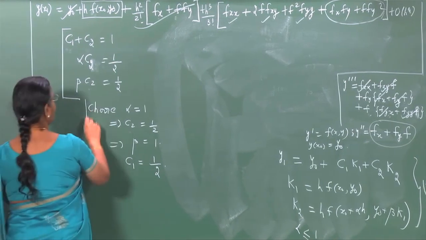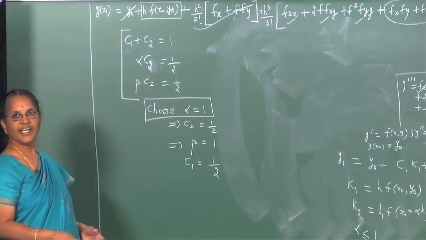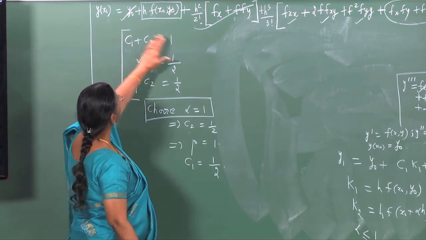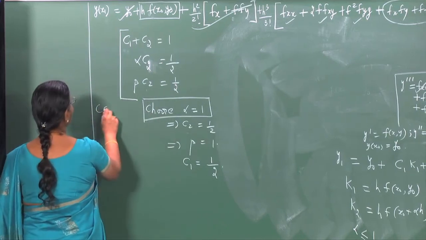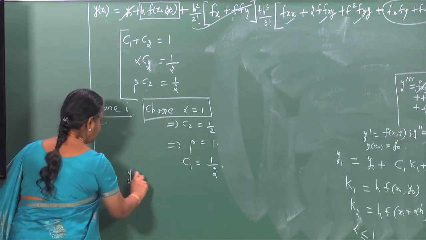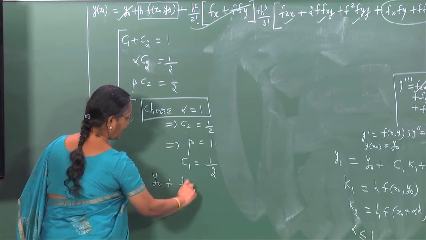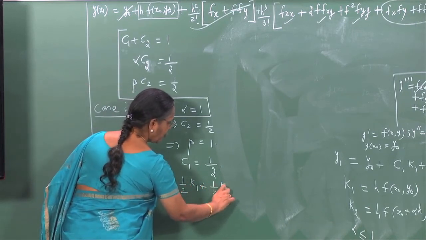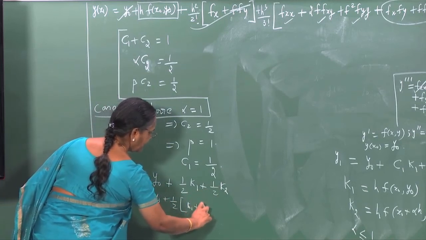So, we start with a choice, namely alpha equal to 1. This is one way of choosing. Any one of the constants can be arbitrarily chosen such that consistent solutions of this system can be obtained. So, this is the first case, namely the choice has been made like this. So, with this we obtain our method to be y0 plus C1, which is half, into K1 plus C2, which is again half, into K2, or it is y0 plus half of K1 plus K2.